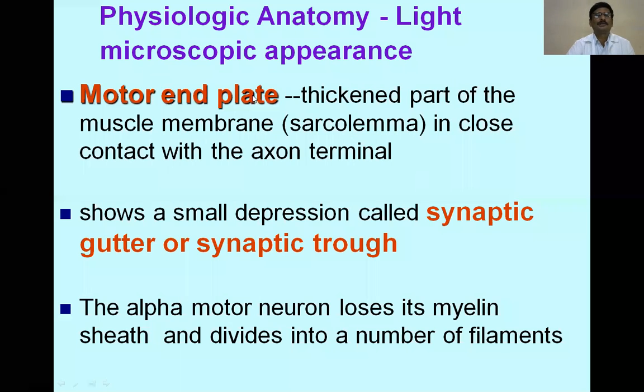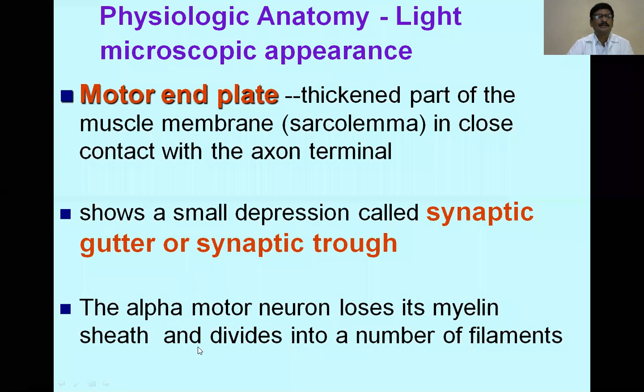The thickened portion of the sarcolemma, where the neuron is going to make a functional connection, that area is called the motor end plate. So the motor end plate is nothing but the thickened part of the muscle membrane, the sarcolemma. It is in close contact with the axon terminal of the alpha motor neuron. Now, it shows a small depression, and the depressed area is called the synaptic gutter, or otherwise called the synaptic trough.